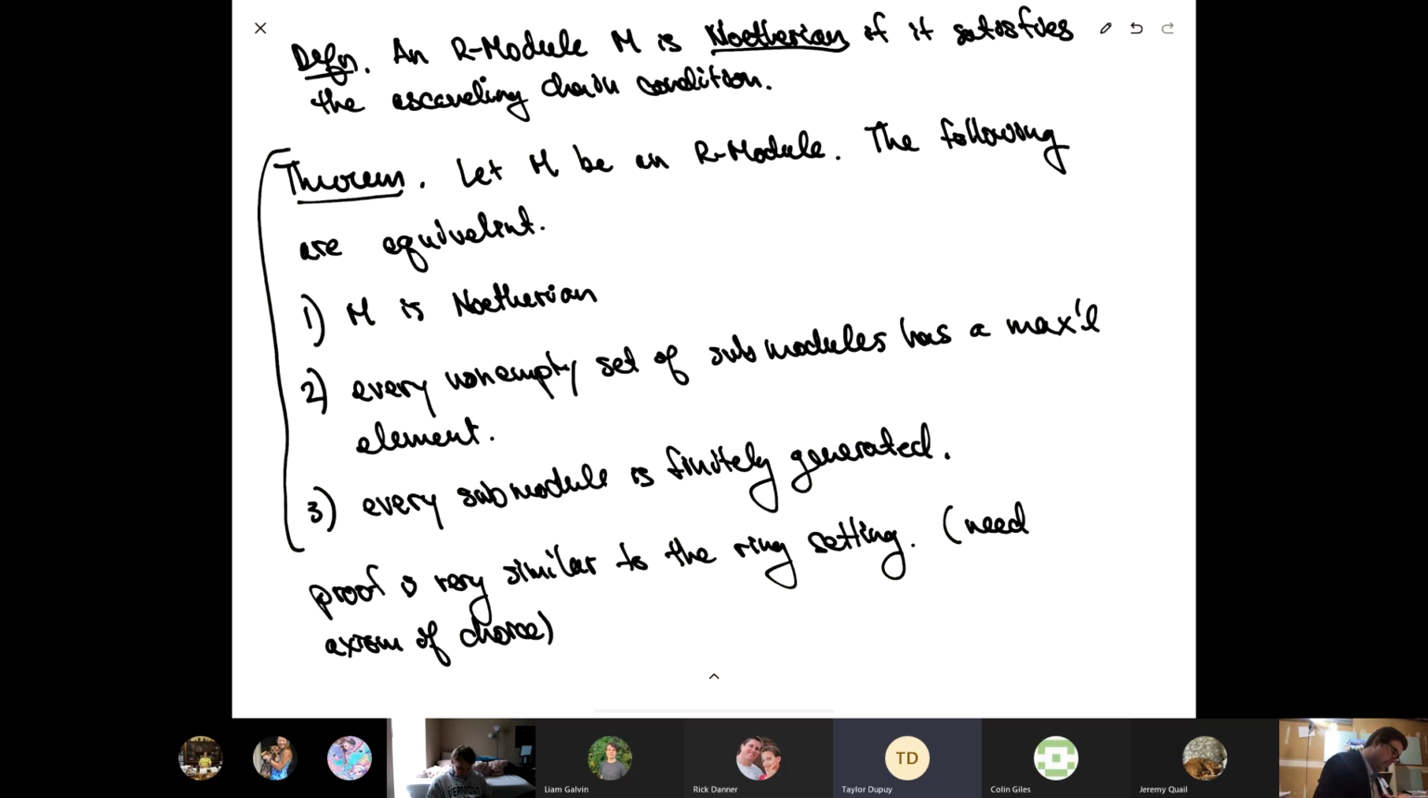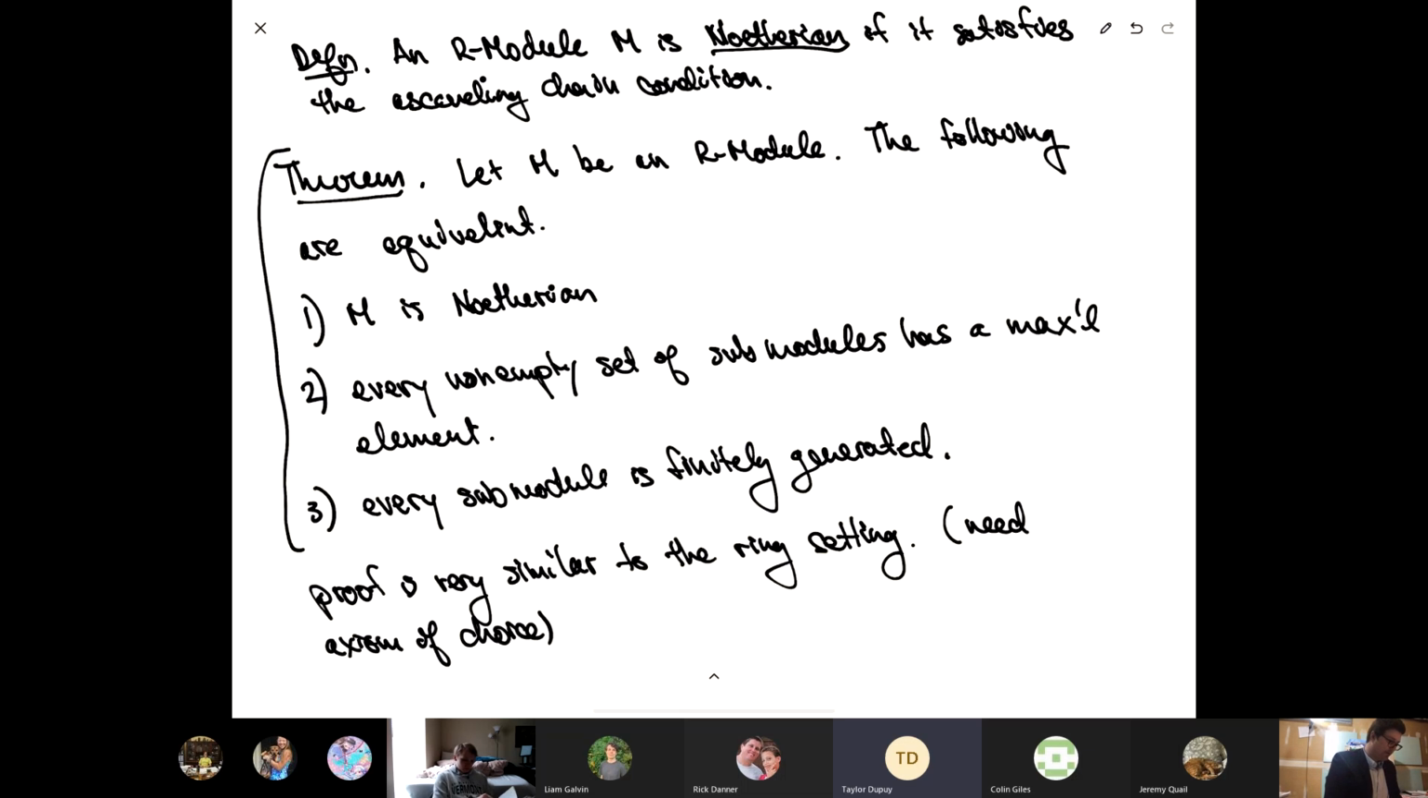Do you guys remember? Yeah, it should be having a maximal element, because then you use chains, and then you show that it was bounded, and that's where you apply Zorn's lemma, I think. So, okay.